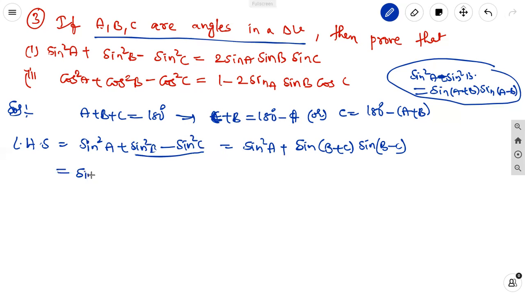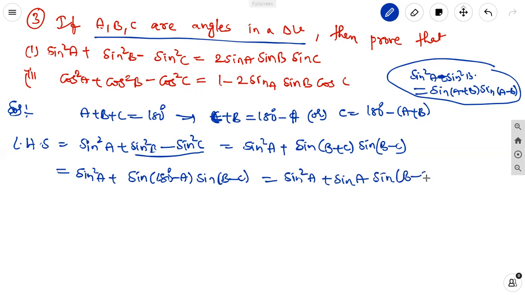That is equal to sine square A plus sine of 180 degrees minus A into sine of B minus C. It is equal to sine square A; sine of 180 minus A, in the second quadrant, is positive, so plus sine A sine of B minus C. In the two terms, taking common sine A, into sine A plus sine of B minus C.